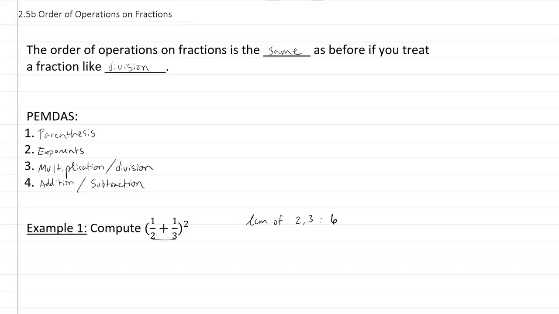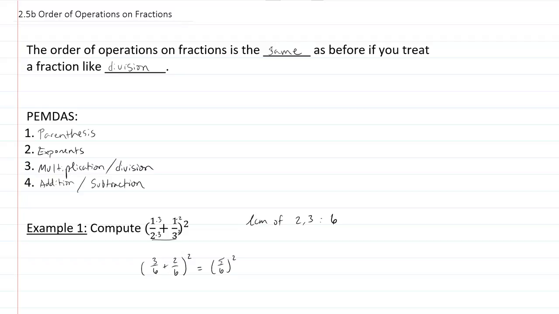To get 1/2 to be something over 6, we have to multiply top and bottom by 3. We have to multiply 1/3 by 2 on the top and bottom to get it to be 6 on the bottom. So we end up with 3 over 6 plus 2 over 6, squared, which is the same as 5 over 6 squared.